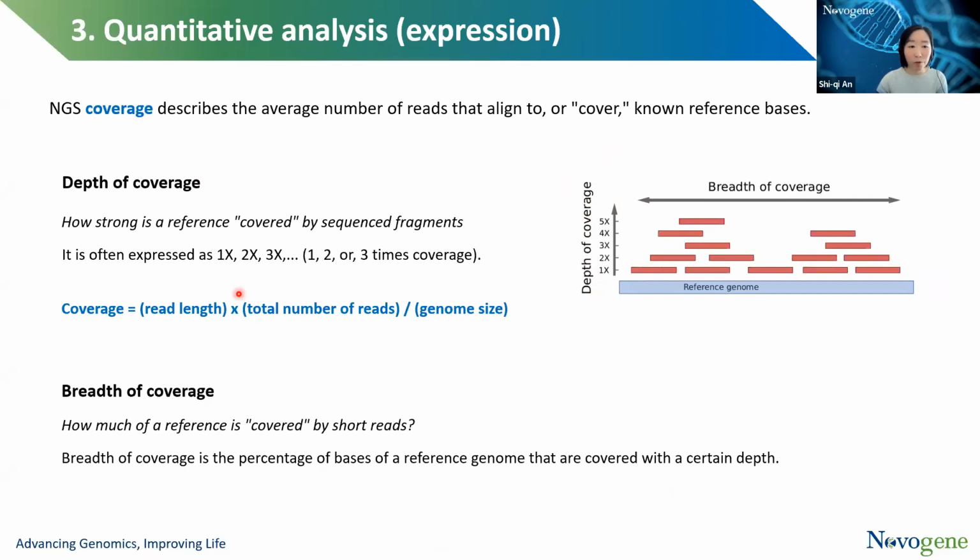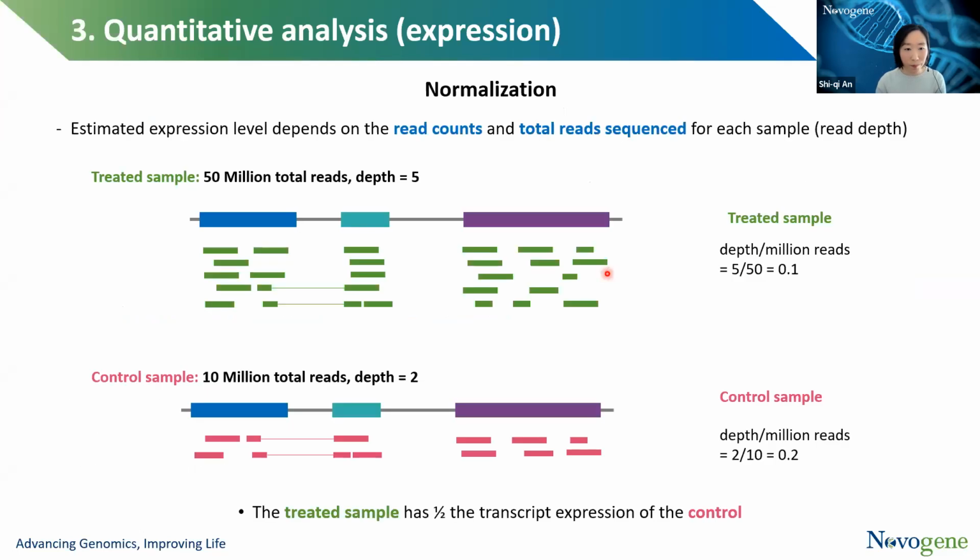Basically, it means how strongly a reference is covered by the sequence fragments. Sometimes it's expressed as, I need 30 times coverage or 2 times coverage, which basically means the depth. So just bear in mind this concept because we're going to use it in the next part. Why can't we just directly use the raw counts for analysis? Because expression not only depends on how many counts, it actually depends on the total read sequence we obtained from the sequencing. Basically, the depth matters.